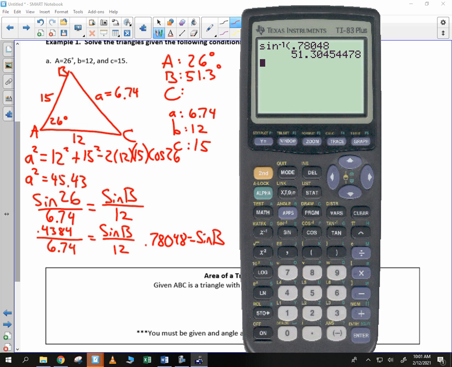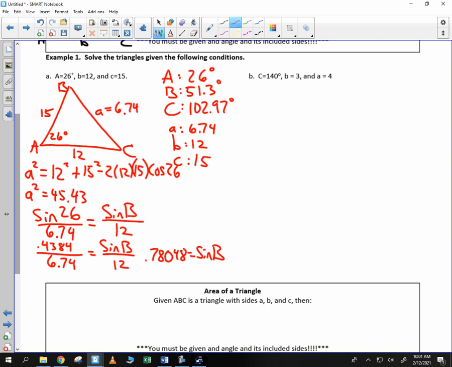How do I find angle C? They all add to 180. So C is 102.97. Good.